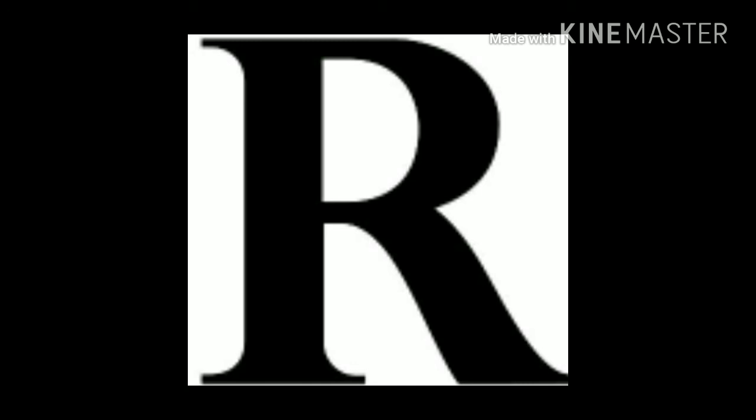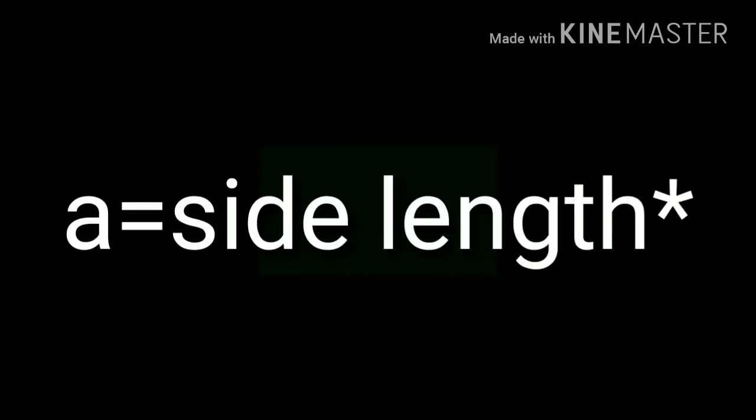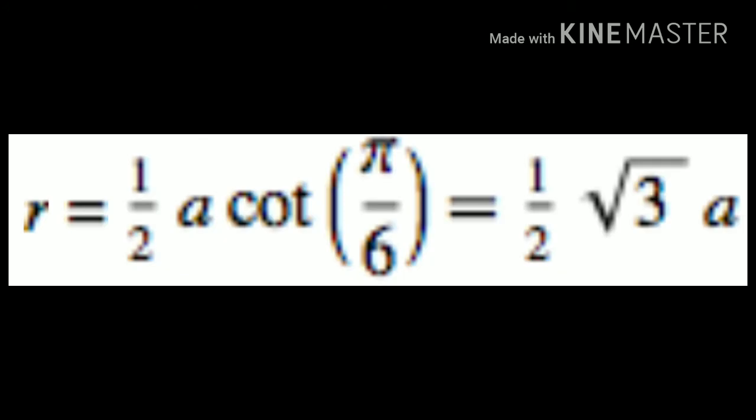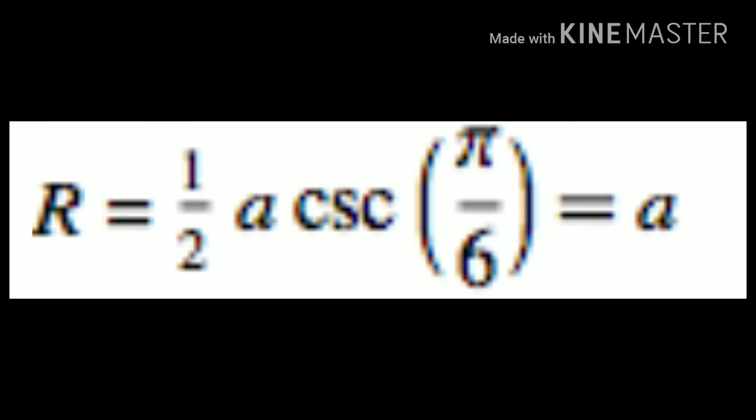In the formula for finding both circumradius and inradius, n represents the number of sides, with the side length represented by a, where n equals 6. In the case of a hexagon, the lowercase r, which is the inradius, is found with the formula 1/2 a cotangent pi over 6, which equals 1/2 radical 3 a. The uppercase R, which is the circumradius, has the formula 1/2 a cosecant pi over 6, which equals a.